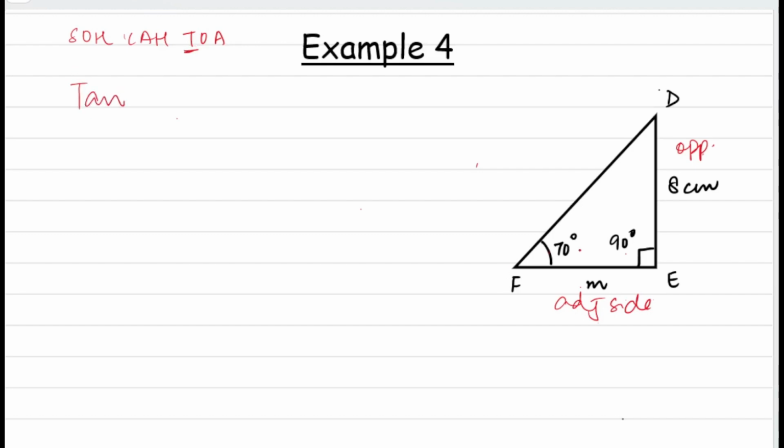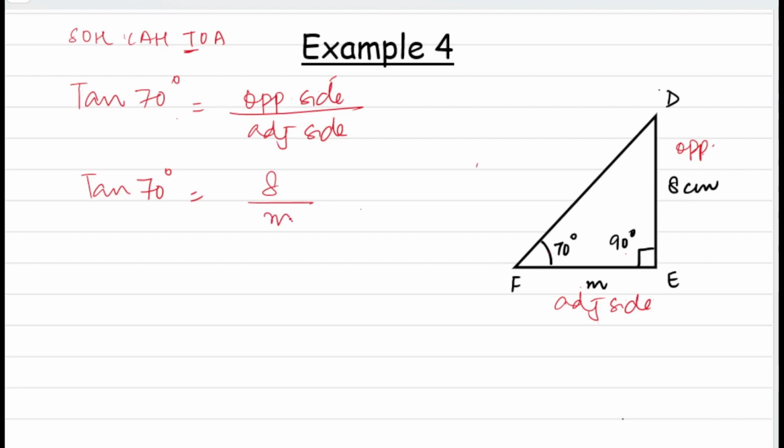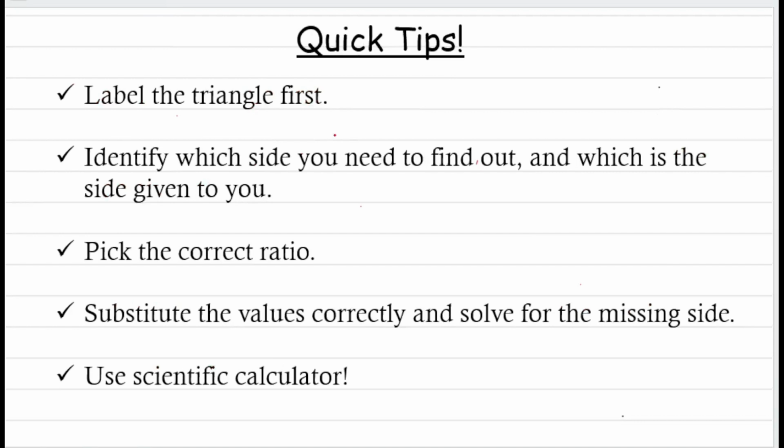So tan of, what is the acute angle? 70 degree. So tan of 70 degree is equal to opposite side to adjacent side. So tan 70 is equal to, opposite side is 8 and adjacent side is m, which is missing. So from here you will get your m as, sorry, not tan 70, 8 divided by tan 70. And if you put it in the scientific calculator, m will come out to be 2.91 centimeter approximately.